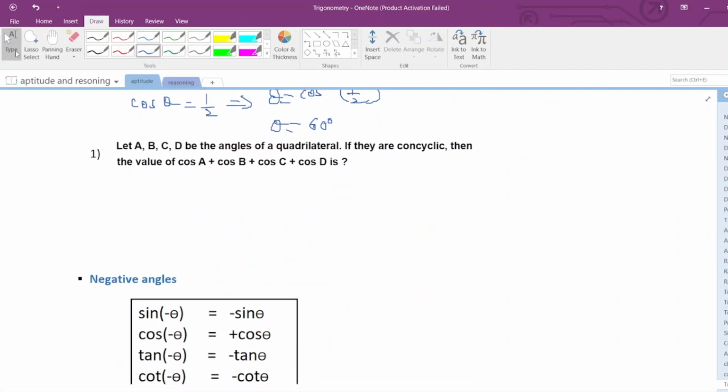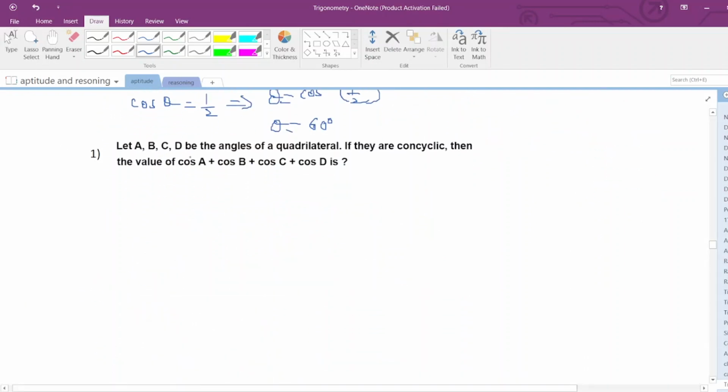Now the next question is, let ABCD be the angles of a quadrilateral. If they are concyclic, then find the value of cos A plus cos B plus cos C plus cos D. So here they say quadrilateral and concyclic. What does it actually mean? So this is a circle, okay? This is the meaning of that.